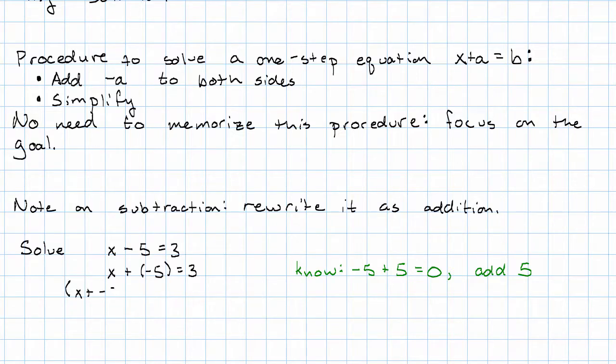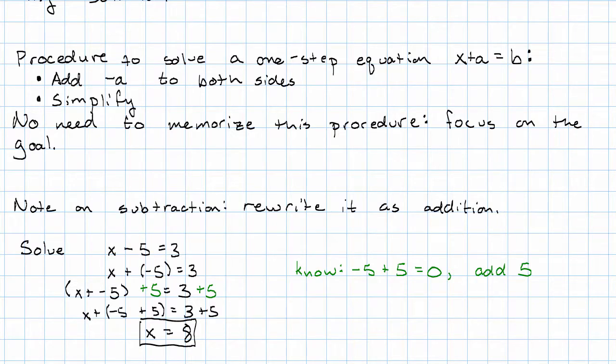x plus negative 5 plus 5 will equal 3 plus 5. Using the properties of addition, we can get rid of these parentheses on the left, and if we like, put in new ones. Negative 5 plus 5 really is 0. And so we get that x equals 8 is the only solution.